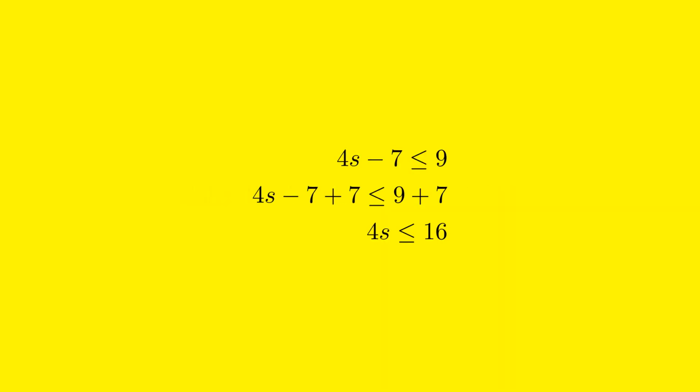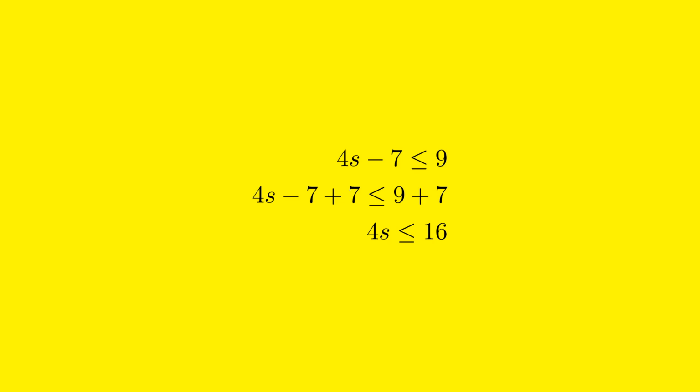In step 1, we need to isolate the variable s in the inequality 4s minus 7 is less than or equal to 9. Our goal is to get s by itself on one side of the inequality. To do this, we first need to eliminate the minus 7 that is being subtracted from 4s. We can achieve this by adding 7 to both sides of the inequality.